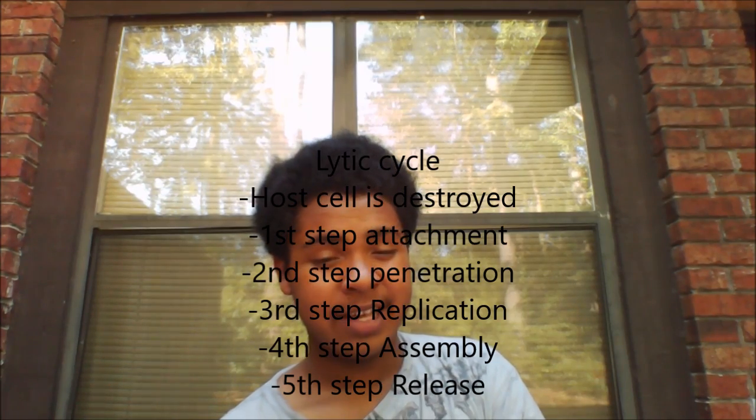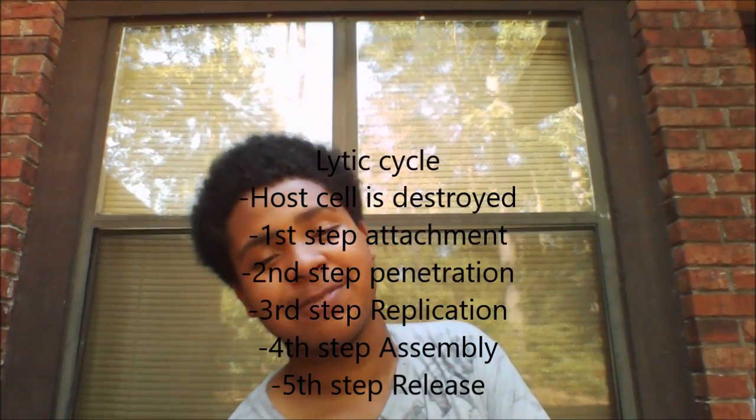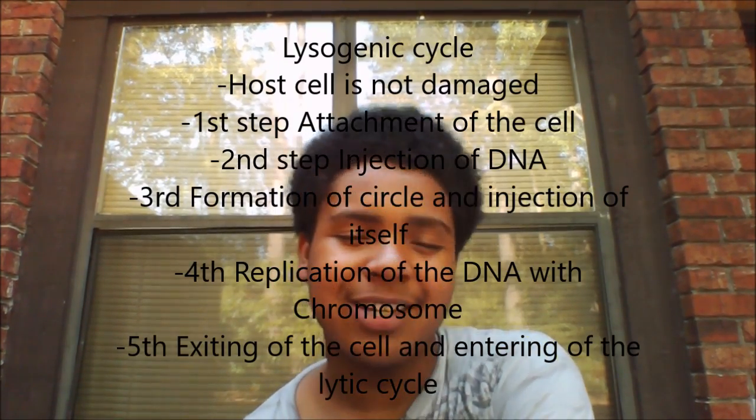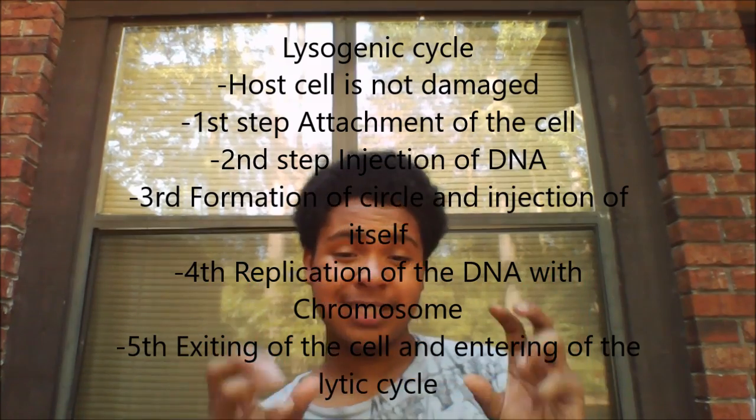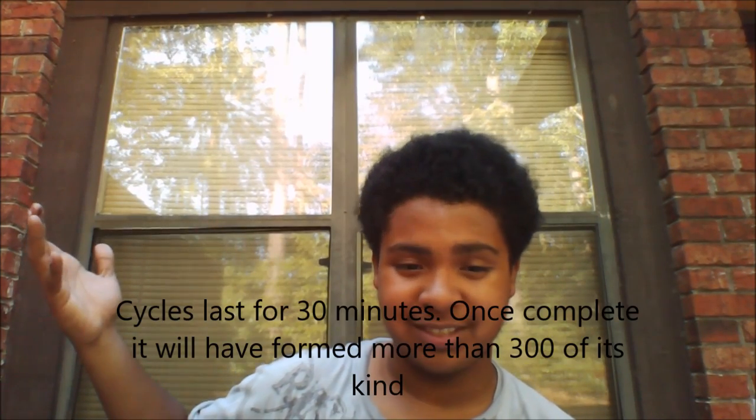Okay, so viruses reproduce in 2 ways, the 2 cycles. There's a lytic cycle and there's a lysogenic cycle. We'll go over a little bit of what they are. Okay, so the lytic cycle. After the lytic cycle is complete, the whole cell is destroyed. But for lysogenic, it's not even damaged. After 1 cycle, which takes about 30 minutes, the virus will have created 300 offspring. And it only takes 30 minutes.